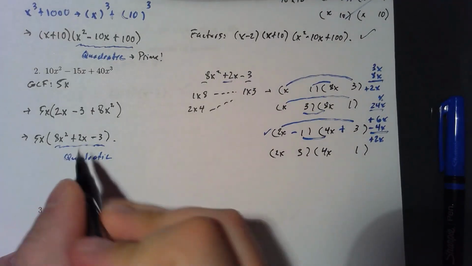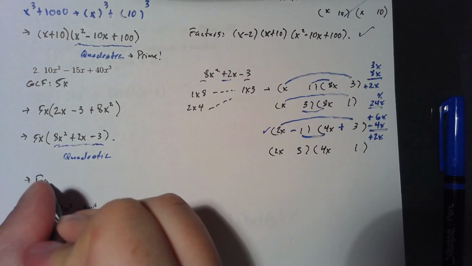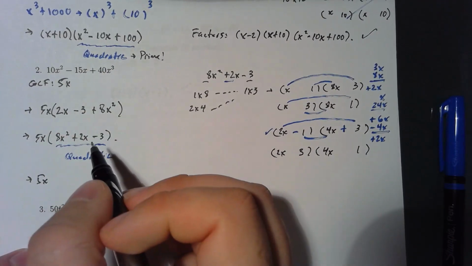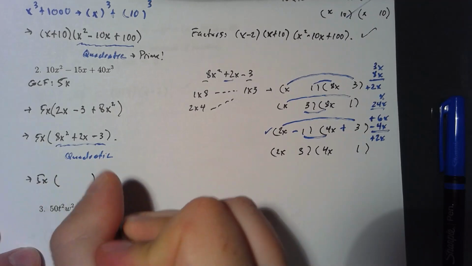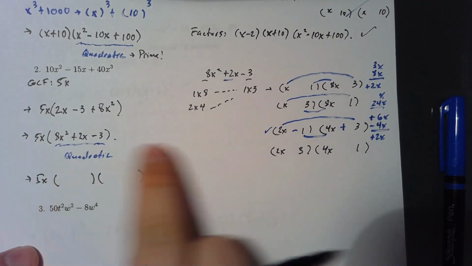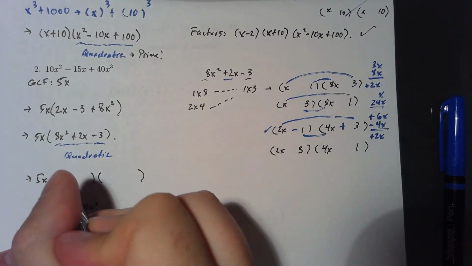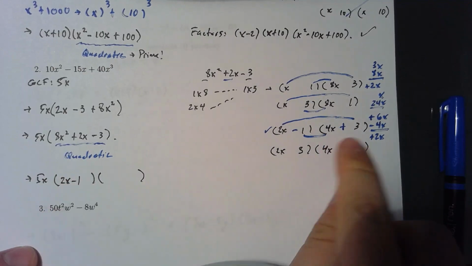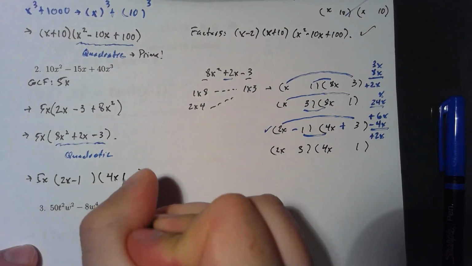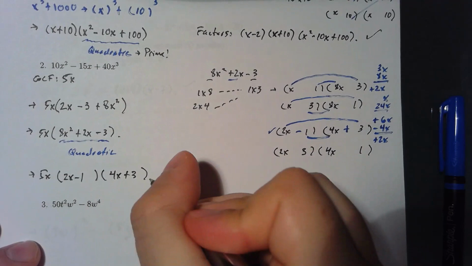So this factors to be what? So I have 5x sitting out front from the GCF. And my two factors of this quadratic are 2x minus 1 and 4x plus 3. That's it.